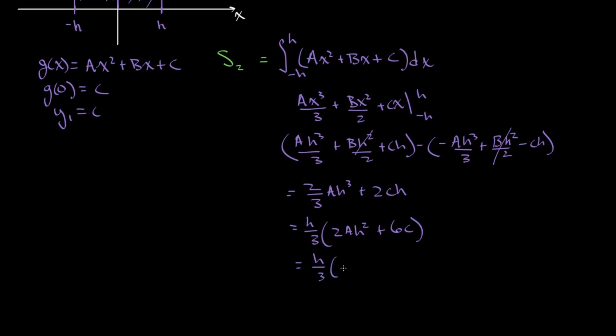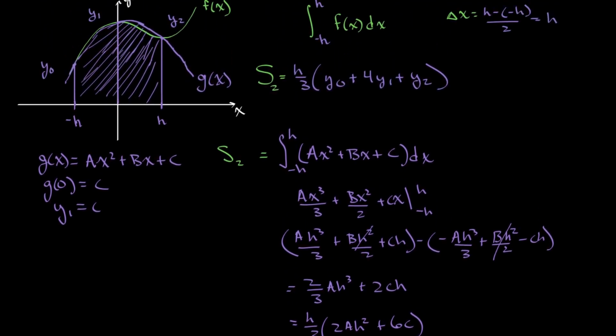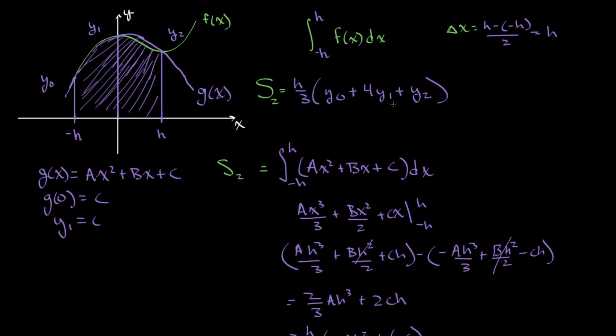We're getting a little closer. So this is h over 3 times 2ah squared plus 6 times c, which we just found to be y sub 1. So we got a y sub 1 in here. And now we need to talk about this 2ah squared term. We still need to get some y naughts and y sub 2s in the fold. So again, we can talk about g at negative h and g at h.